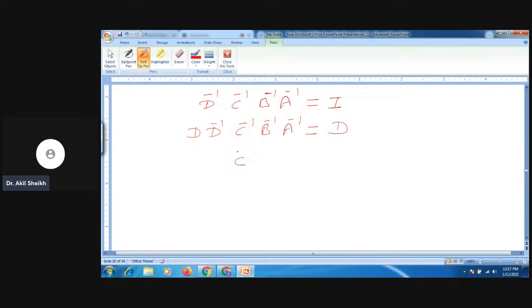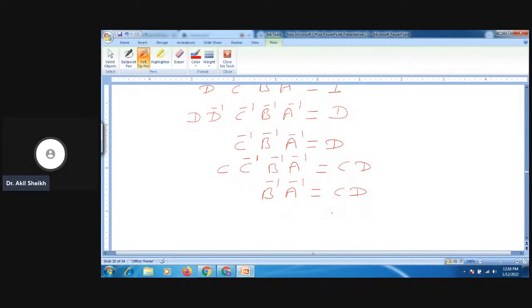It remains here C inverse, B inverse, A inverse equals D. Now we have to remove here C inverse. So pre-multiplying by C on both sides, C into C inverse, B inverse, A inverse equals C into D. C inverse becomes I, the identity matrix. So I into any term becomes the same element. It remains here B inverse into A inverse equals CD.